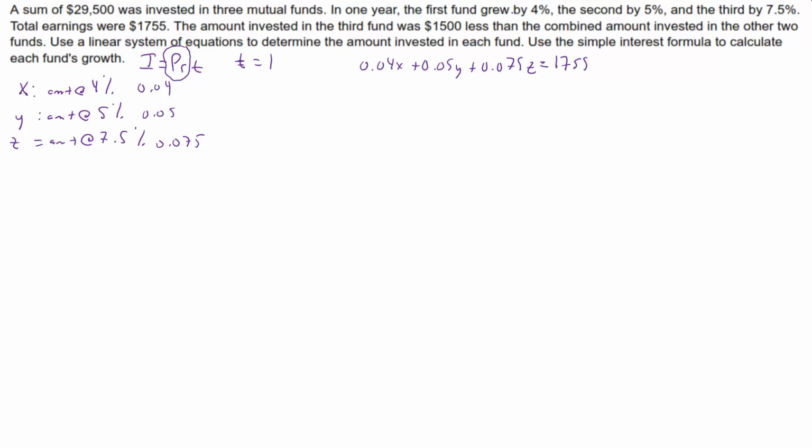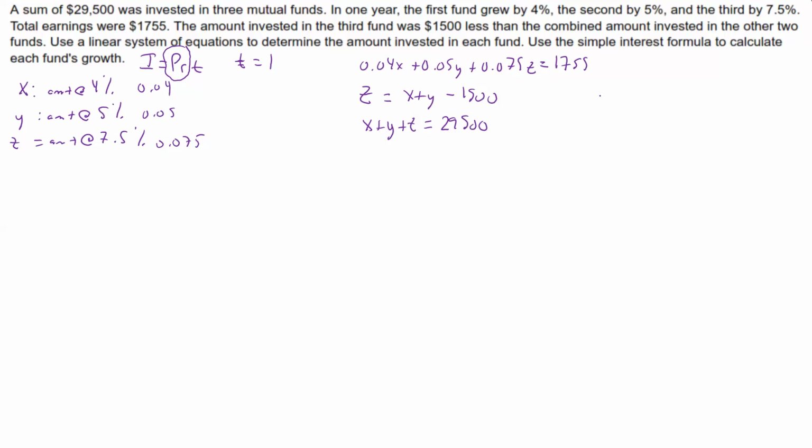Now, the next thing it says is the amount invested in the third fund, z, was 1,500 less than the combined amount of the other two. So z equals x plus y minus 1,500. Is that in a form we can use? No, we're going to have to move everything over, but that's okay. Now, the last one: we know the total invested was 29,500. So the amount invested in x plus y plus z, we better get 29,500.